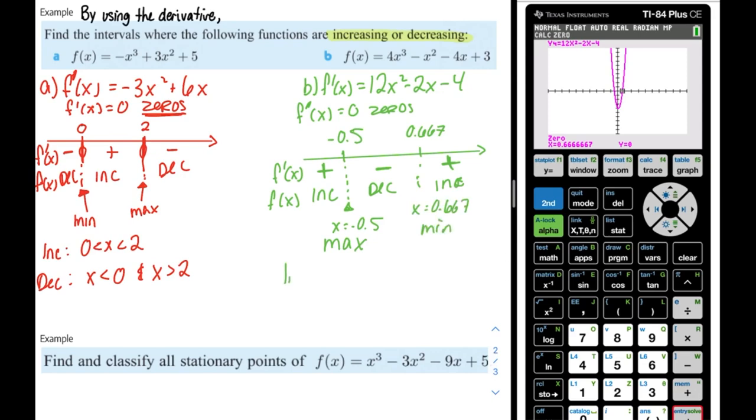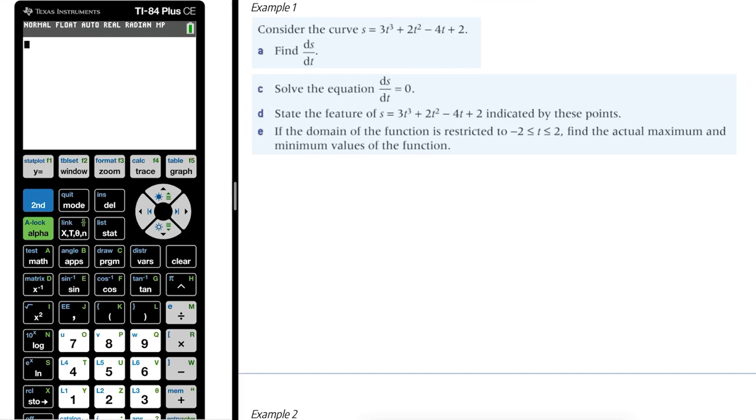So doing the inequalities, my function is going to be increasing when x is smaller than negative 0.5, and it's going to be increasing again when x is bigger than 2/3, and then it's going to be decreasing between negative 0.5 and 0.667. Find ds over dt. So this means that we're finding the derivative of s with respect to the variable t. So 3t cubed, that's 9t squared is the derivative, 2t squared is 4t, negative 4t is negative 4, and the derivative of 2 is 0.